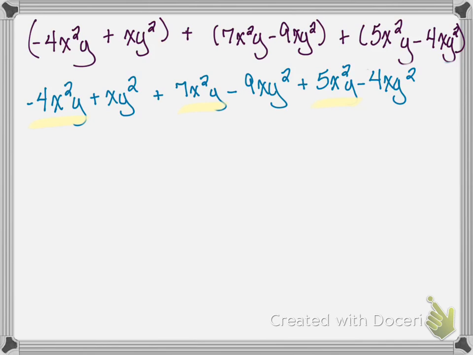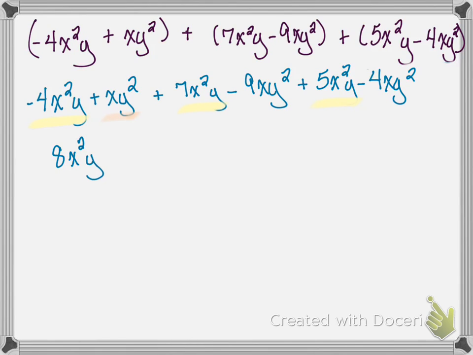So everything that I combine has got to have an x squared and a y. So then I've got a -4, a +7, and a +5. What do I get with -4, +7, +5? Good. And then I keep the x squared and the y.